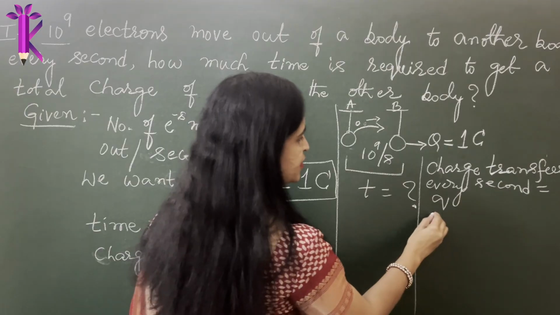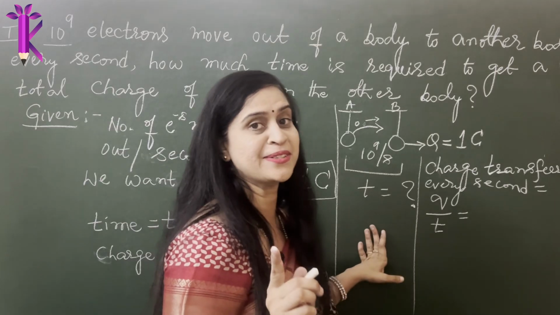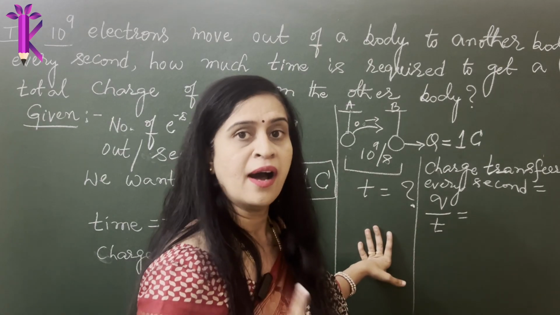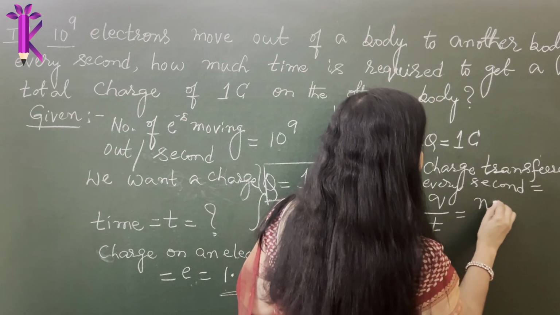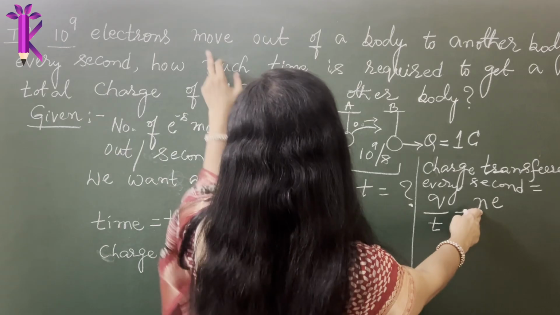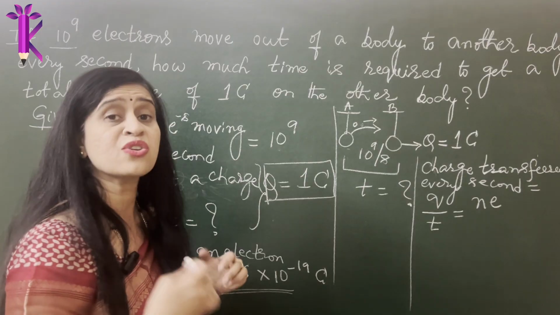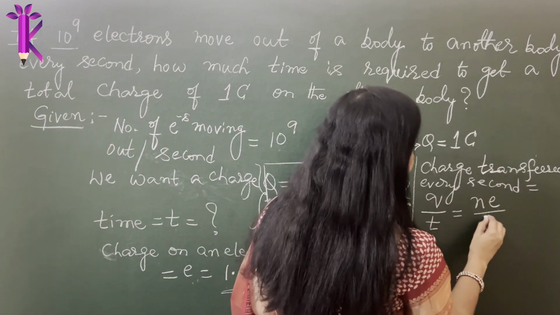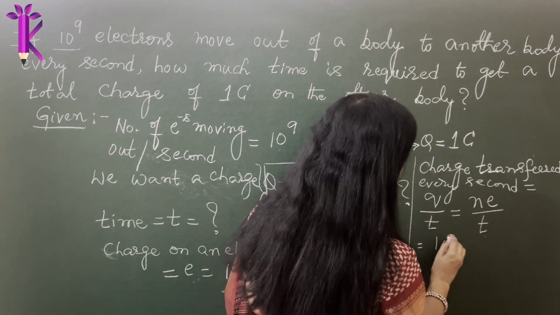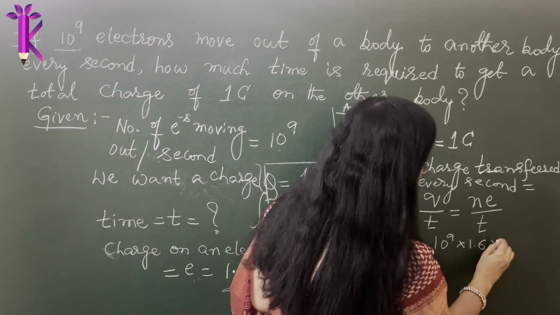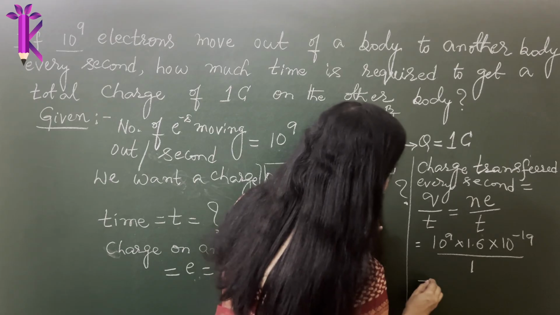I call that small charge as Q. Every second it is Q by T. What was Q according to the previous equation that we learnt in quantization of charge? Quantization of charge said Q can be equal to N into e, where N is the total number of electrons, which is 10 to the power of 9 here, and e is the elementary charge, or the charge on each electron, divided by every second, that is 1 second. So this will be equal to 10 to the power of 9 into 1.6 into 10 to the power of minus 19, whole divided by 1, because we are transferring it every second.